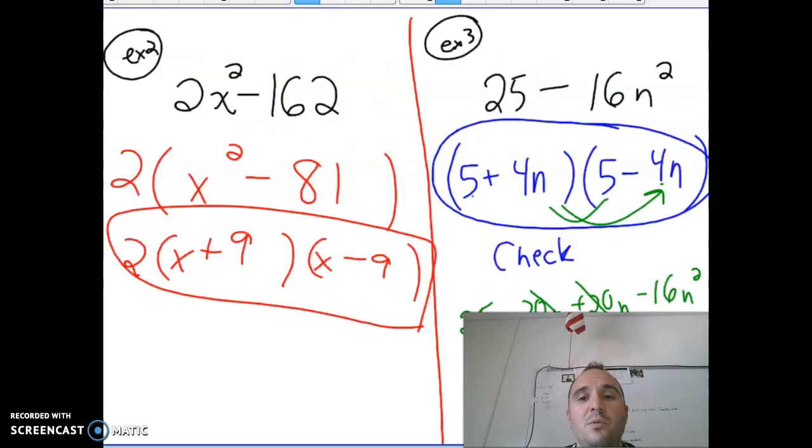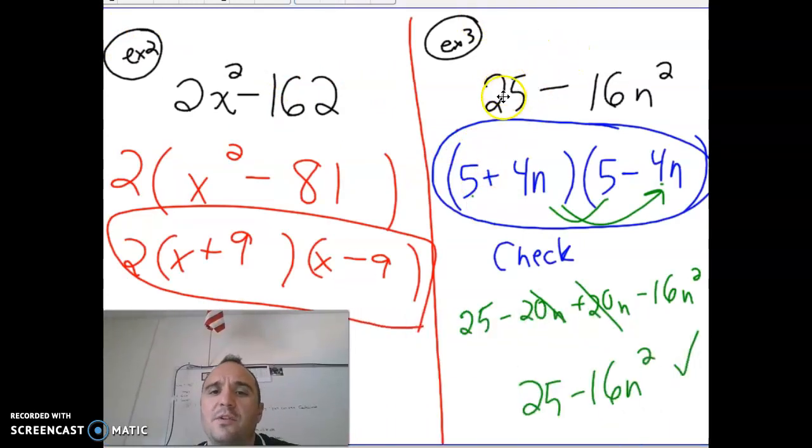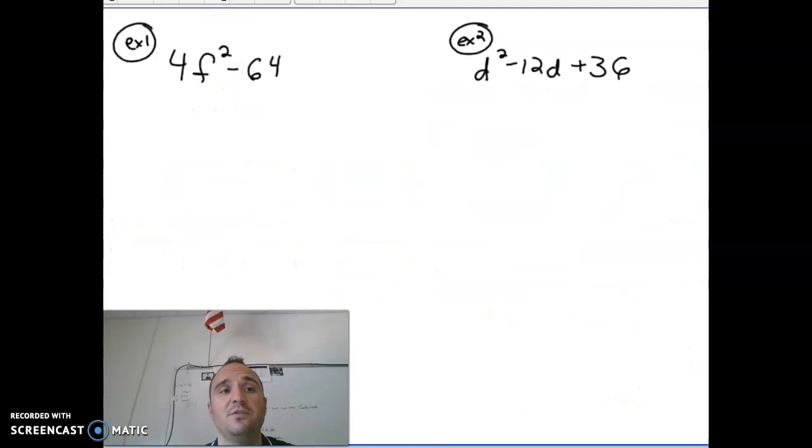I asked people as we went through it to check. So we tried this one and said, is 25 a perfect square? Yeah, 5 and 5. 16n squared is a perfect square, 4n and 4n. And when you check, the middle terms of FOIL cancel out. Here's another good example. You GCF out the 2 and you can now use the special. It's almost like we were factoring trinomials before, 3 terms. Now when you get the 2 terms, it's actually factorable using difference of 2 squares.